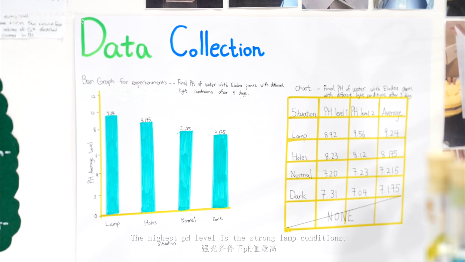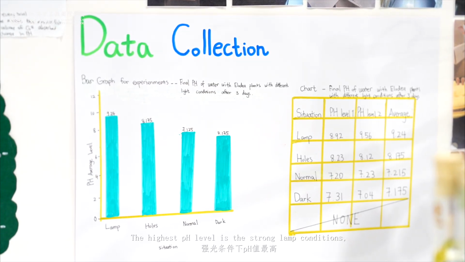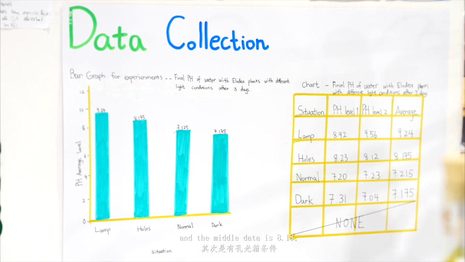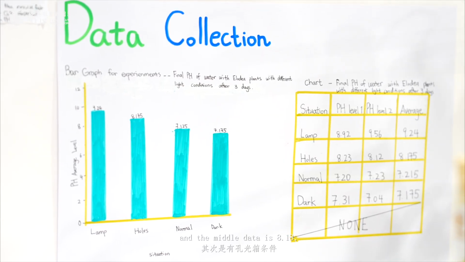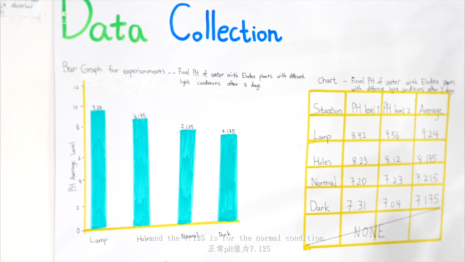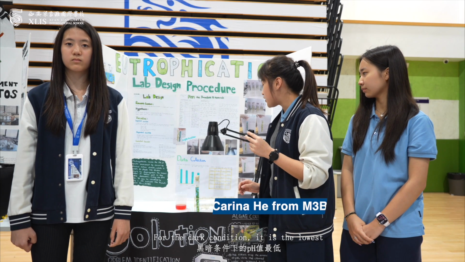The highest pH level is in the strong light condition, which is about 9.24, and the middle data is 8.18, which is the hole condition, and 7.125 is for the normal condition. The dark condition is the lowest because it cannot absorb the CO2 in the water, so it has the lowest pH level.